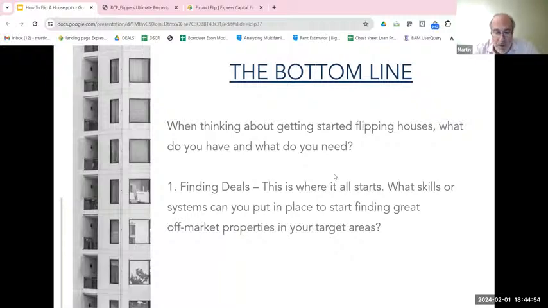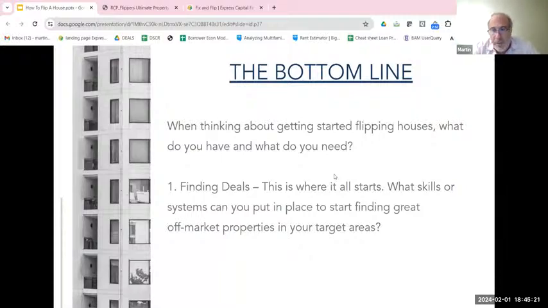Off market means going to REIA groups, or hopefully having a realtor who hasn't put a property up yet. But even if you have to go retail, which is on market and MLS, it's okay. Don't think it's not okay. I would say 80% of my investors are buying MLS-listed properties. If you're new, it's understandable that you may not have everything in place. Call me. I'll be glad to talk to you about it.